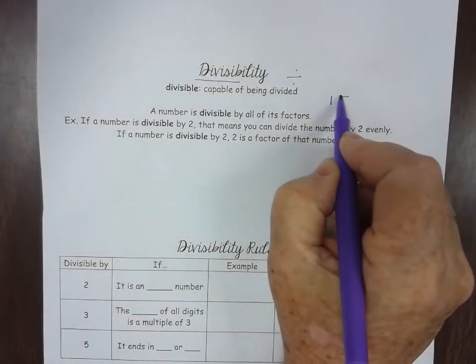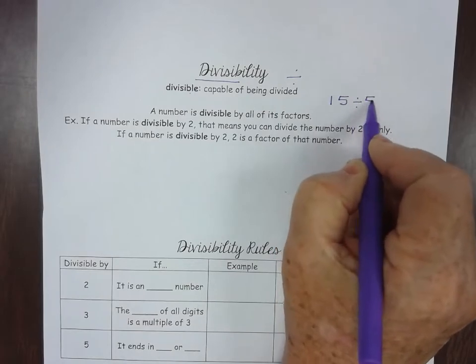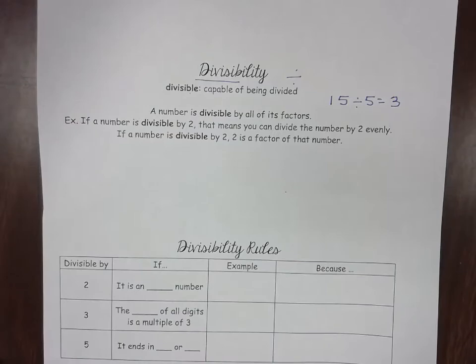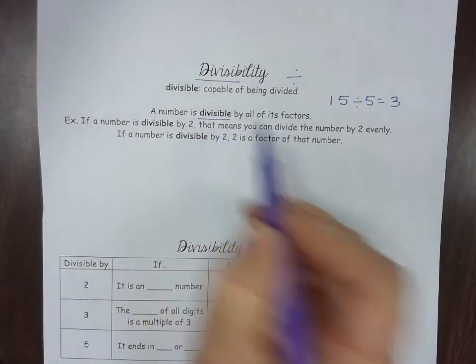So 15 divided by 5 is 3. That's the kind of problem we're talking about. A number is divisible by all of its factors.